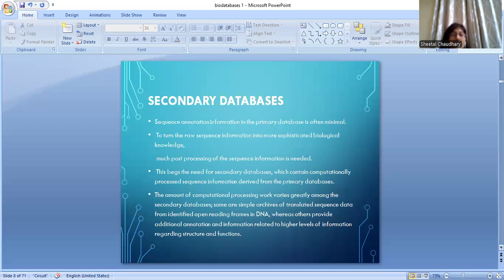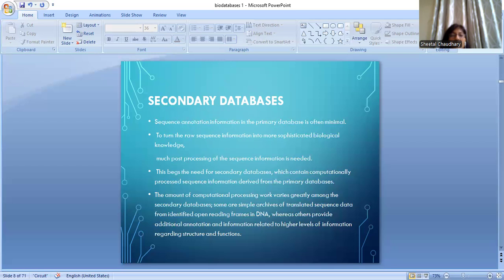Secondary databases. The sequence annotation information in the primary database is often minimal. To turn raw sequence information into more sophisticated biological knowledge, much post-processing of the sequence information is needed. This begs the need for secondary database, which contain computationally processed sequence information derived from the primary database. Secondary database consists of the computational information.